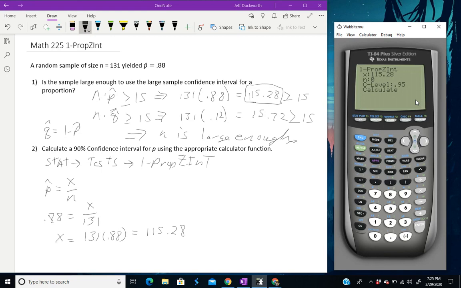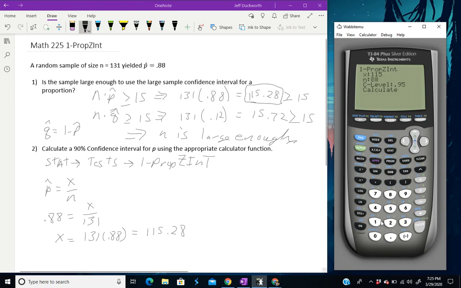Now, if you try to leave that number in there, it's going to cause a problem because it's looking for a whole number. x is a number of successes. You can't have 0.28 of a success. So we're going to need to round this number, at least for the calculator's sake. In all actuality, this number is going to be rounded anyway. Our x should be 115. So in essence, 0.88 has been rounded. The actual number will be shown in a moment.